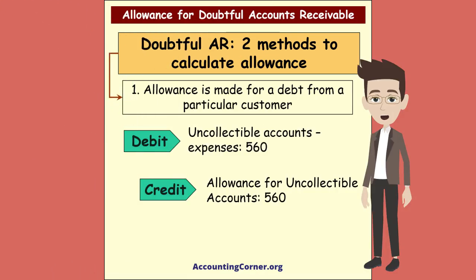When creating an allowance for doubtful accounts, you debit uncollectible accounts expenses, which is an income statement account, and credit the allowance for uncollectible accounts, which is a balance sheet asset part account. It is a contra account to accounts receivable. This entry ensures that the potential loss is reflected in the company's financial records.